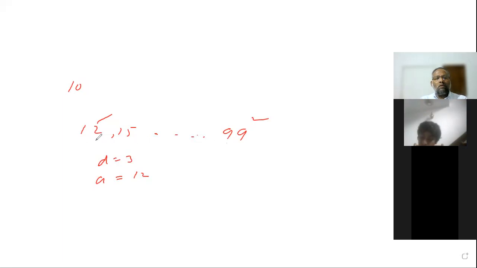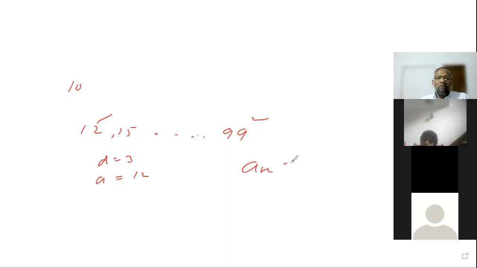Can I count like this, write like this? It will take time. You can do it, but it will consume 1 hour. 12, 15, like that. How many are there? So the method is, I think 99 is given there. What is 99 there? A1 is 12, A2, A3. What is 99? The last term. That means AN. Your nth term is 99.